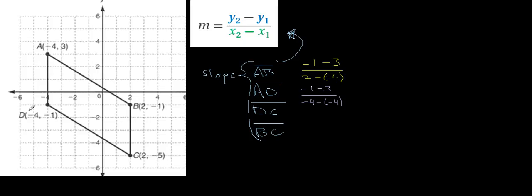Cool, and now I'm going to jump back to the green color again, and let's look at line segment DC. So for DC, let's keep point D as my sub 2 values again, so make these my sub 1. So I'm going to take -1 here and subtract -5. And for my x values, I'm going to take -4 here and subtract 2.